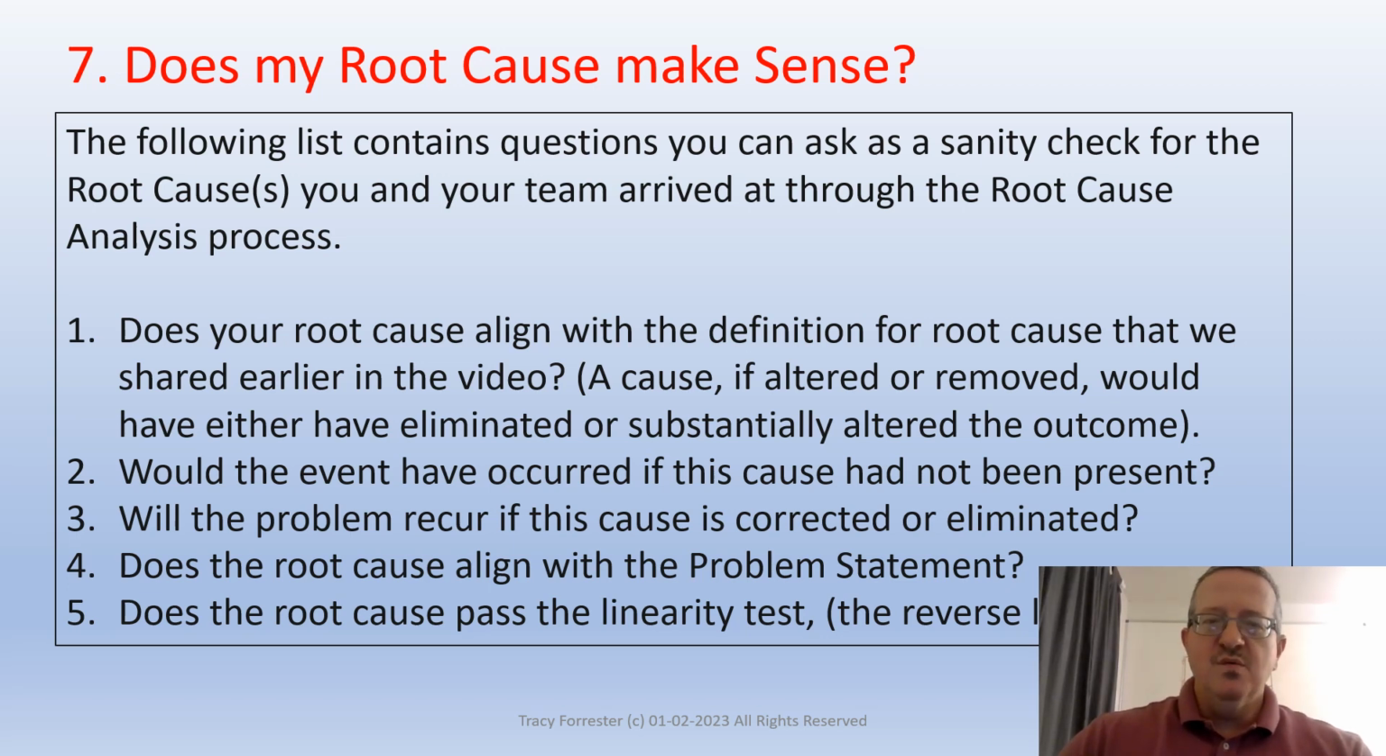And number 2, would the event have occurred if this cause had not been present? And number 3, will the problem recur if this cause is corrected or eliminated? And number 4, does the root cause align with the problem statement? And again, this is just comparing the root cause to the problem statement and doing a quick check of, hey, does this root cause make sense given what we said the problem was? Is it aligned? Does it closely match what we were trying to solve in the first place? And number 5, does the root cause pass the linearity test, which we went over with examples of both good and bad a few slides ago?